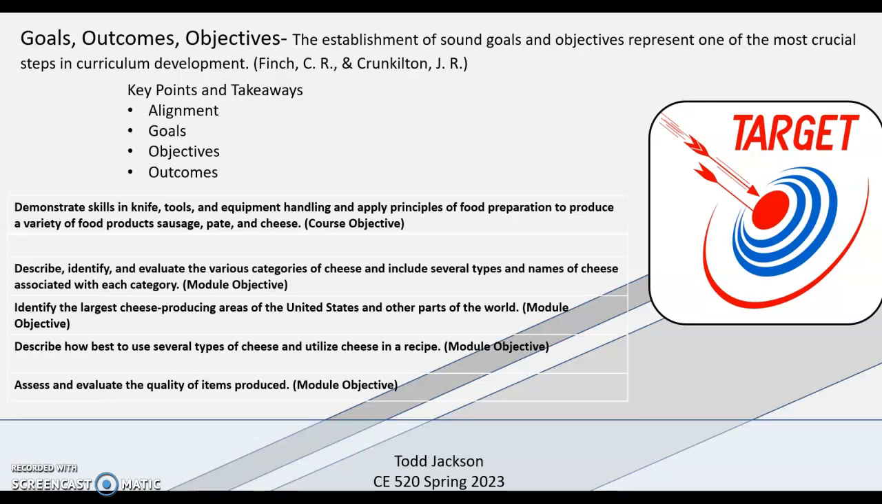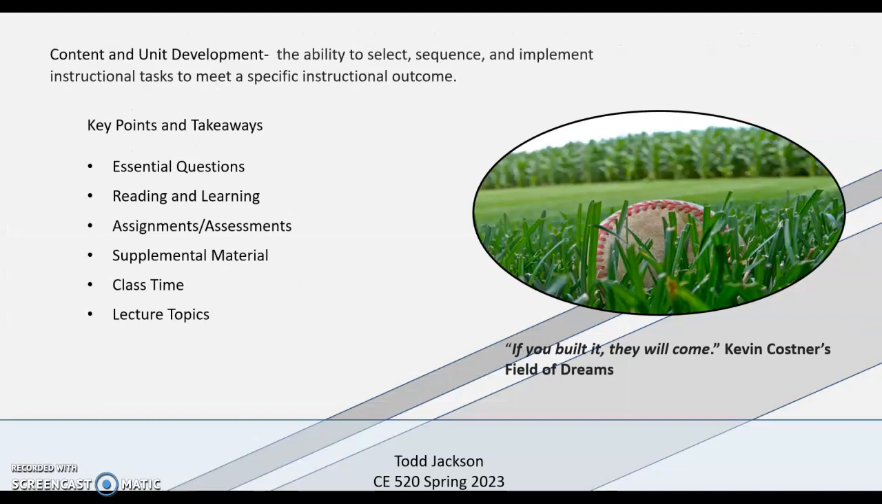We could have them do a short paper or something of that nature to cover that. And we want to make sure that all of the assignments and assessments that we do are measurable and align with the objectives and outcomes. Content and unit development: the ability to select, sequence, and implement instructional tasks to meet a specific instructional outcome.